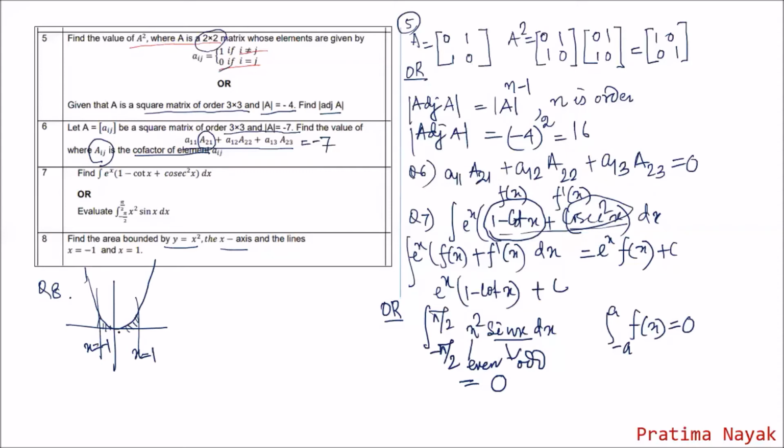So what I'll do, I'll integrate y is equal to x square from 0 to 1 and multiply by 2, so that the left side is covered. So 2 times the integral from 0 to 1 of x square dx. What is the integration? It will be x cube by 3. So I'll write 2 by 3 into x cube from 0 to 1. So this will be 2 by 3. Of course, you write square units in it because the question is area.